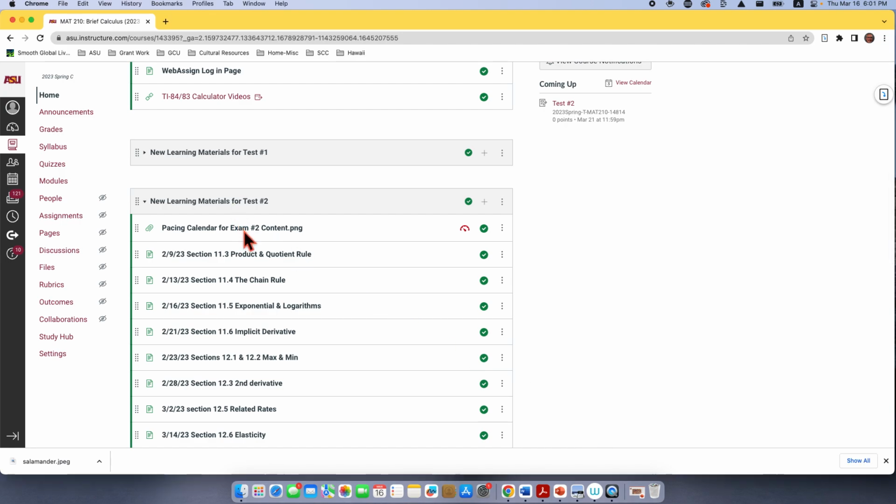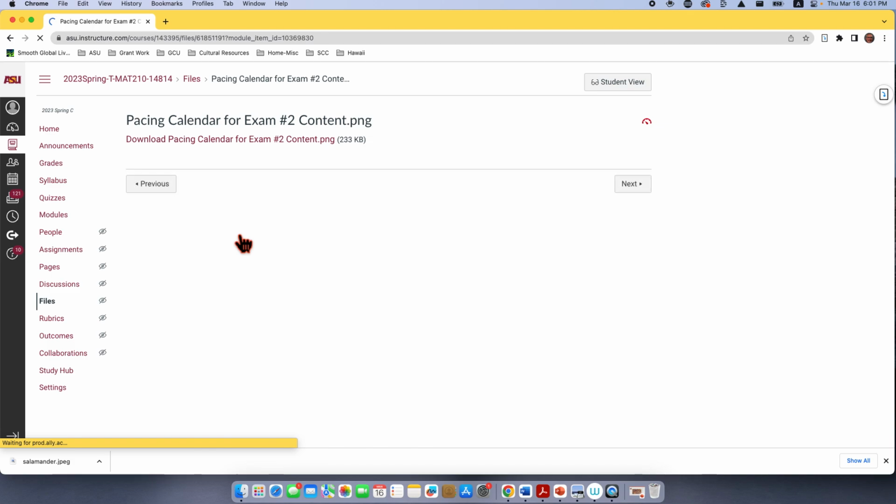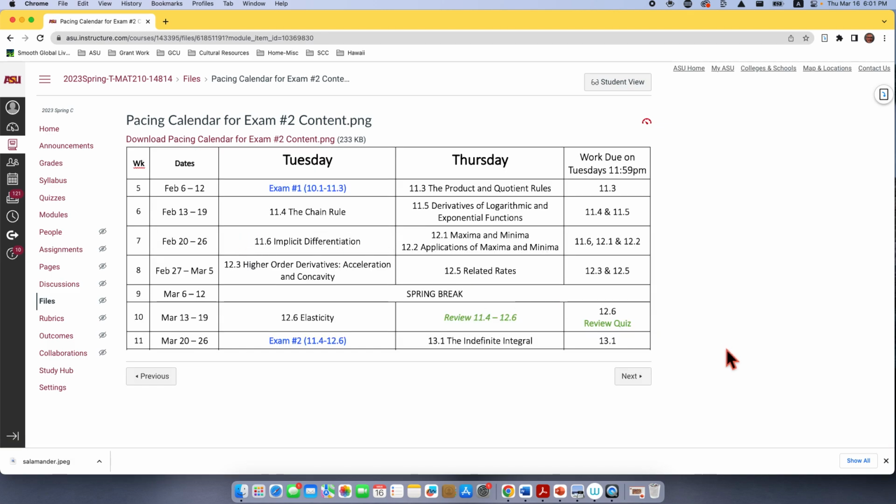So let's look at our pacing calendar, get our place, and primarily what I'm going to do is share where all the resources are. We're into the review. The test specifically covers 11.4 to 11.6. We did have 11.3, the product and quotient rule, but it wasn't heavily on the last one, and it won't be heavily on this one. However, we will probably have a chain rule that also involves one or two of the others.